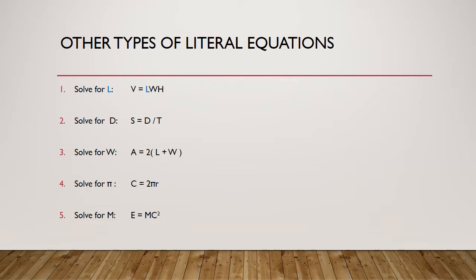we're going to look at other types of literal equations. And so I'm going to do number 1, and I'm going to do number 3. So for number 1, it says solve for L. When it says solve for L, that means get L by itself. So on the last slide, we got y by itself. For this one, it's going to tell us which one needs to be by itself. So for number 1, L on its own. So let's rearrange. So we have V equals length times width times height.